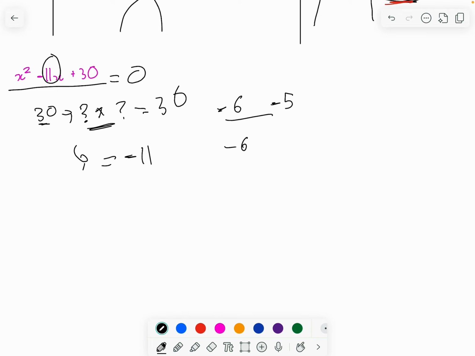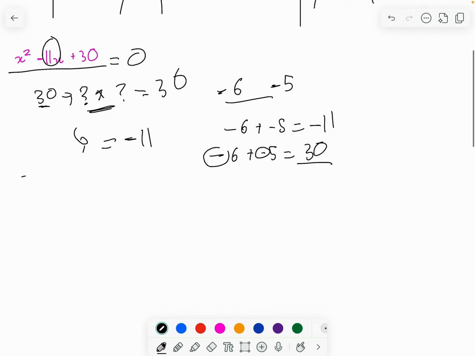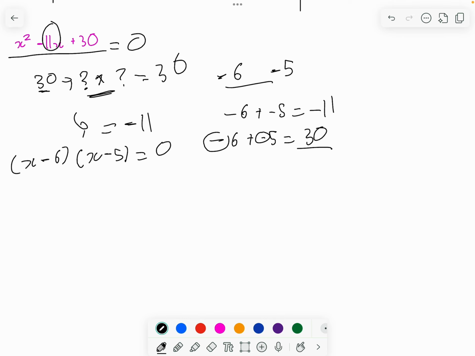When you add them together, you get negative 11, and when you multiply them together, you get 30, because they're both negatives, so they become positive, right? And then you put them in factorized form: x minus 6, x minus 5 equals 0. Then you can solve for each.